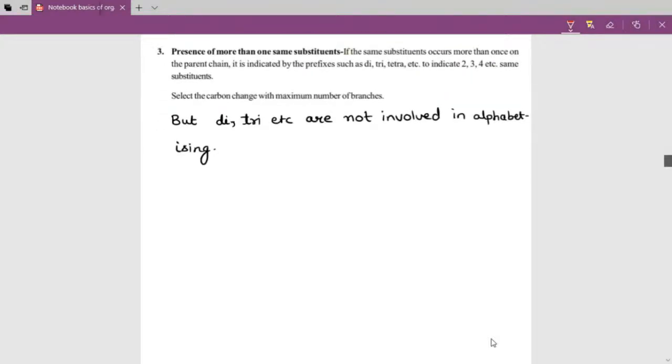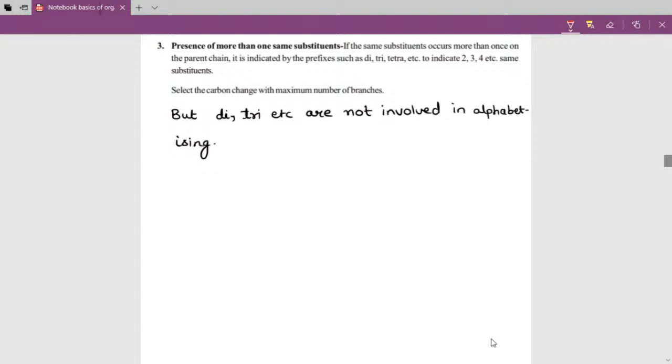If the presence of more than one same substituent is there, then we use the words di, tri, tetra. We have already used it a little in advance to indicate 2, 3, 4, etc. same substituents. That is okay. Select the carbon chain with maximum number of branches. That is, if you come across a carbon chain with the same count of parent, then you select the one which has more number of branches. I'll exemplify later, but it is a very important point.